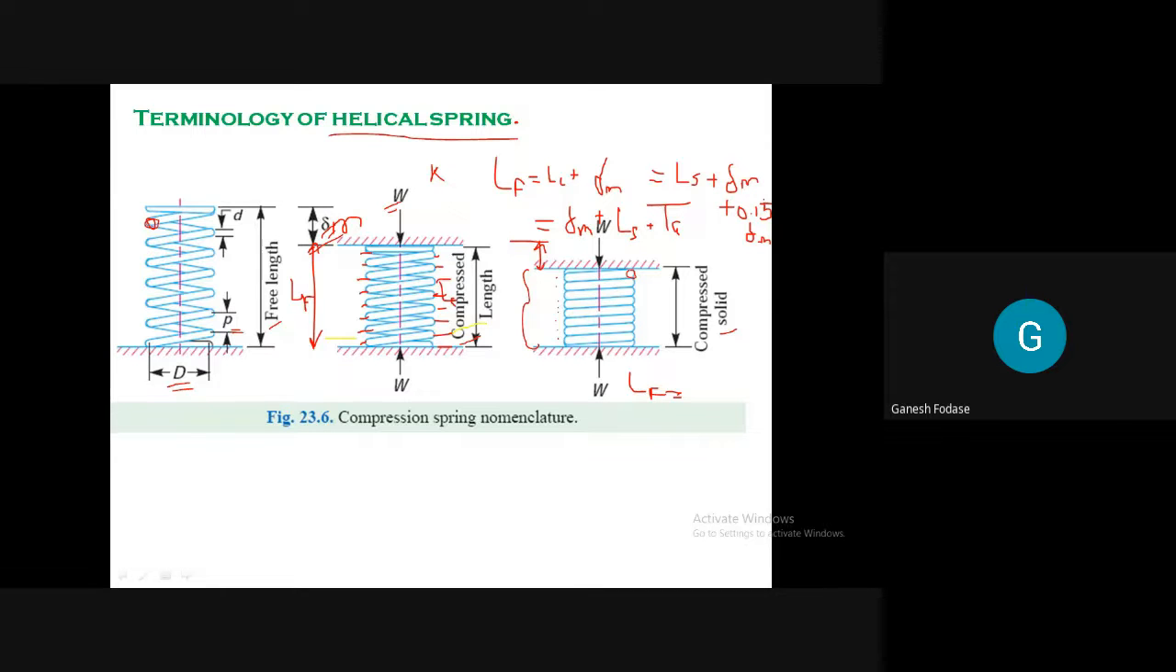Anyone other? I hope you understand this. Very simple but important for design purposes. I told you there is solid length when there is no gap between the wires. Compressed length is when there is a gap between the wires under the condition of maximum force, and the deflection at that time is the maximum deflection. And when there is no load, it is the free length. Clear? I hope. Any doubt in this?